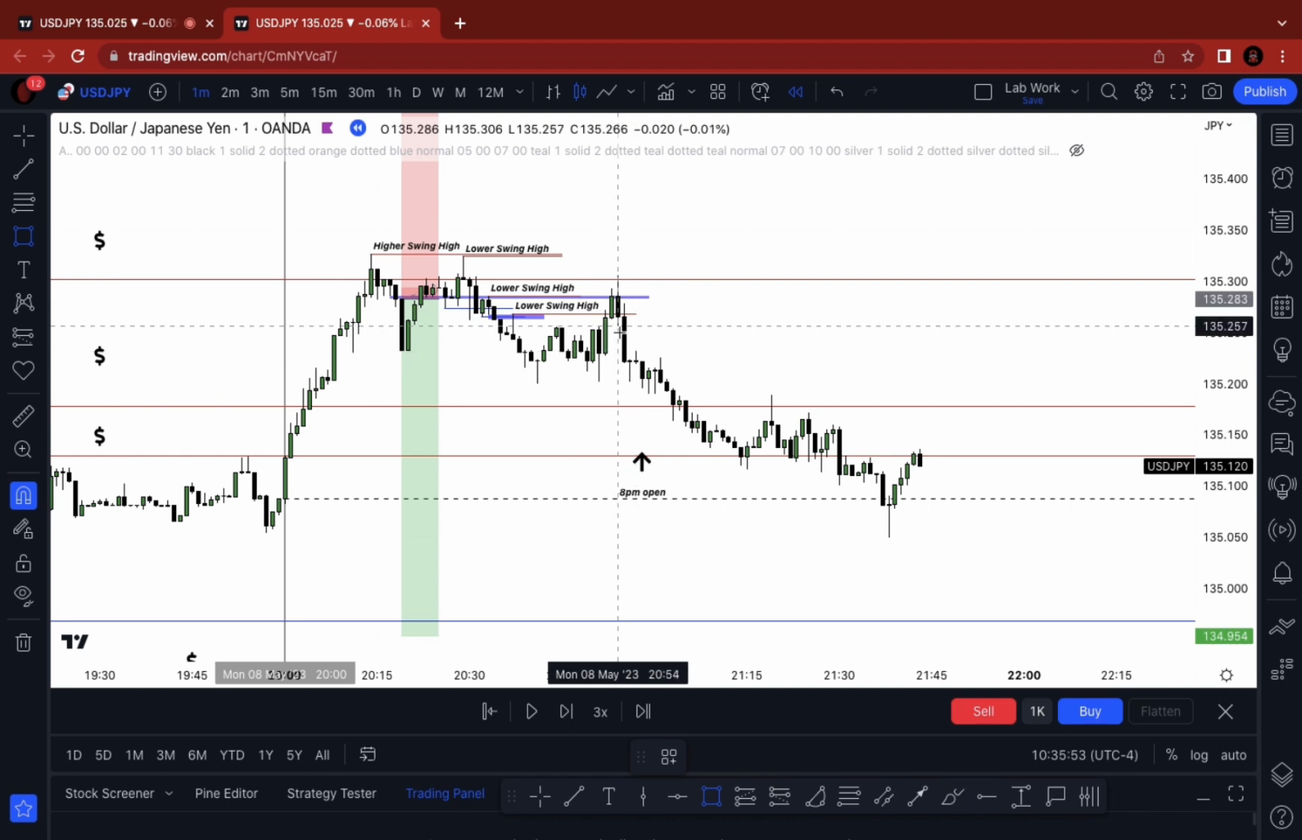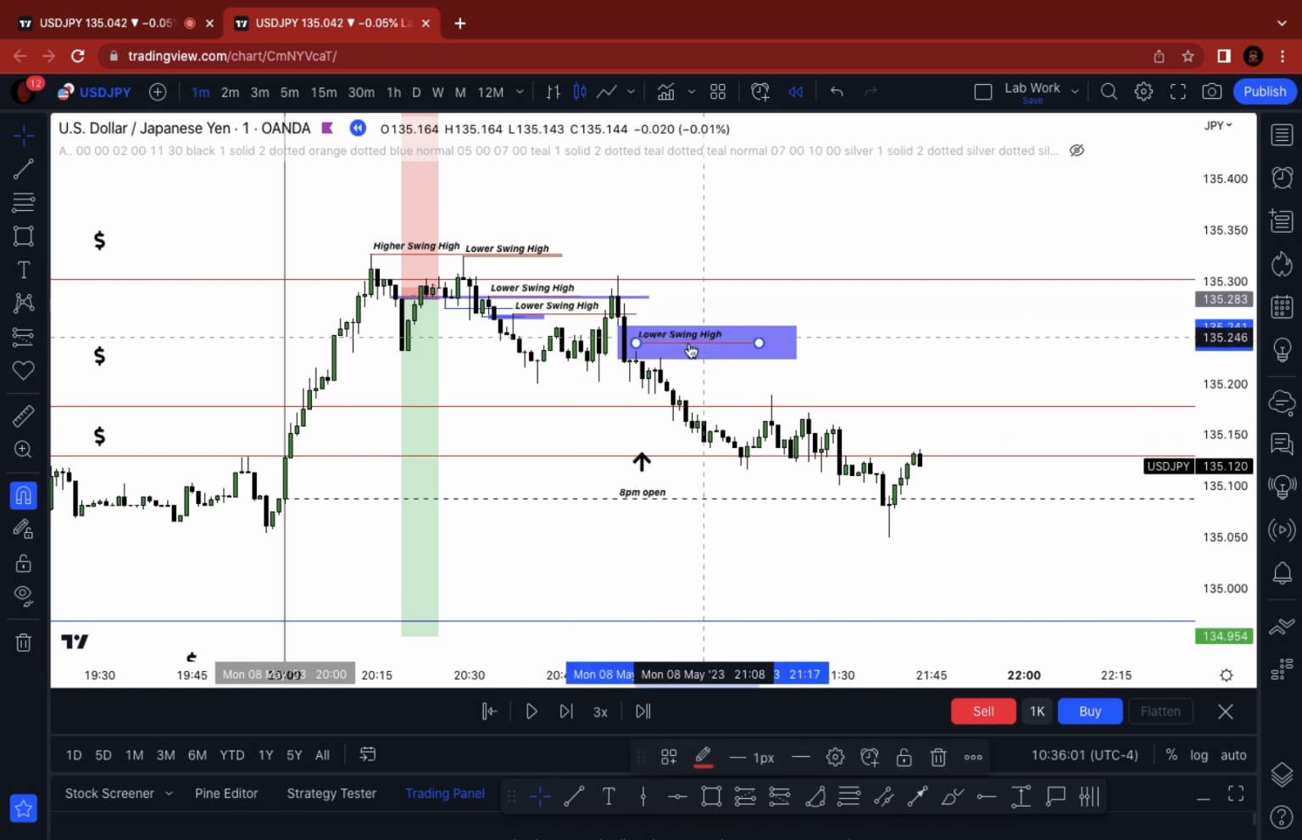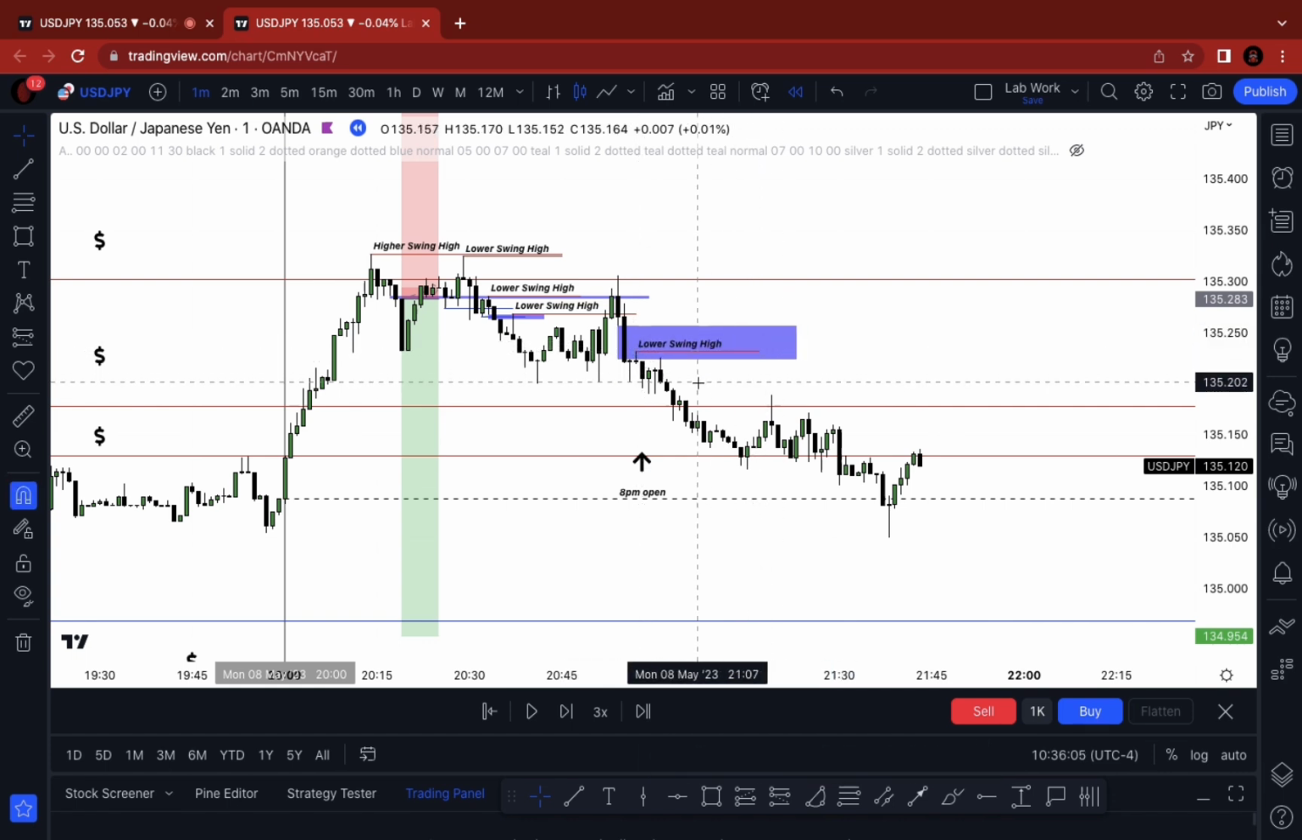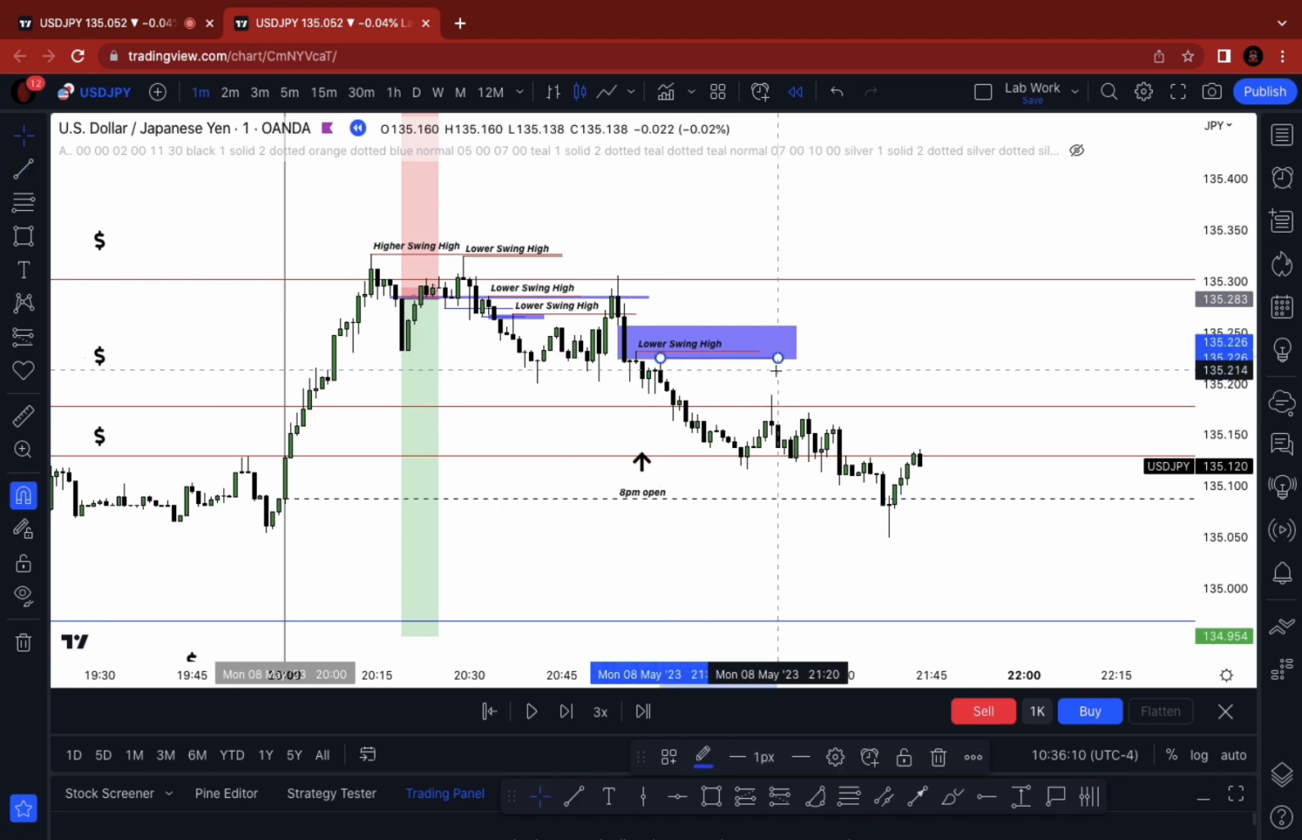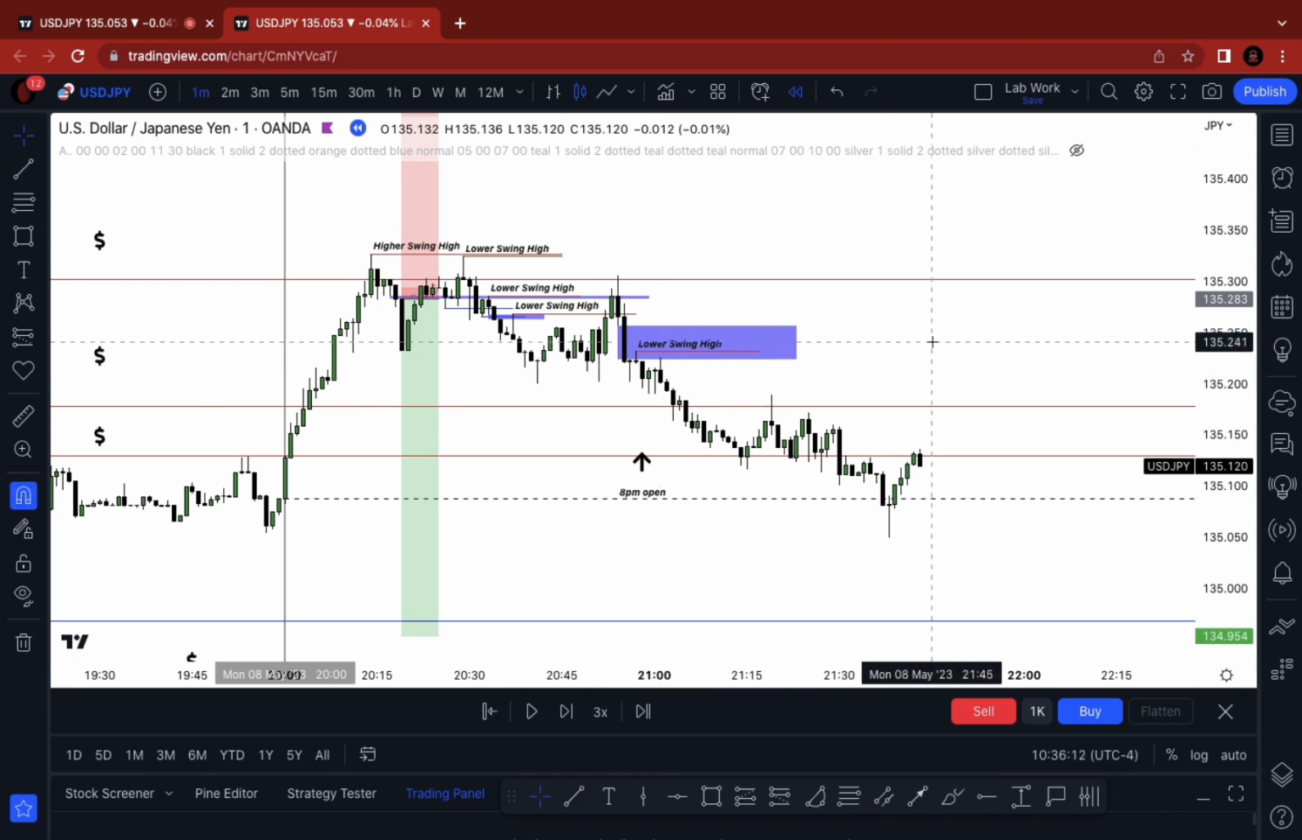You can see here, there's another fair value gap. Very obvious one. It's very large. Look at how price prints a lower swing high in it. See how price is breaking swing lows, but there's lower swing highs forming. If you're in a bearish market, the only two things that occur are lower swing highs and lower swing lows.